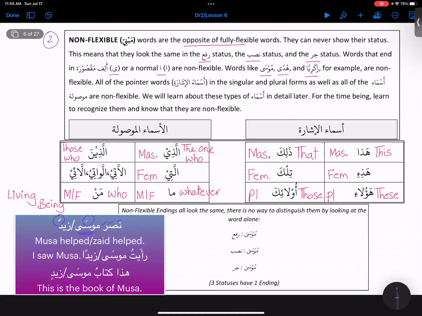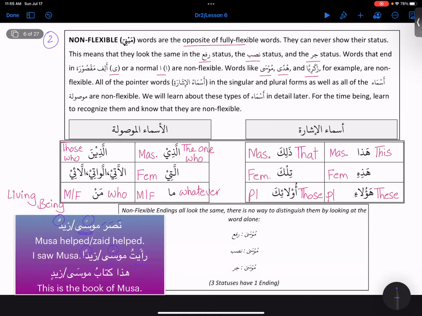In the next example, if I say Ra'aytu, Ra'aytu means I saw. I saw who? I need more detail, right? So I saw Musa, so Musa should be in Nasab version over here. But it's not showing because its Rafa version was the same, right? But if I use the word Zaid, then it is going to show, Zaidan, I should say, right? So I saw who? Now the detail is Nasab. So that's why I'm going to say Zaidan. I saw Zaidan. And I saw Musa, and we can see that Zaidan is showing us a different status, but Musa is not.